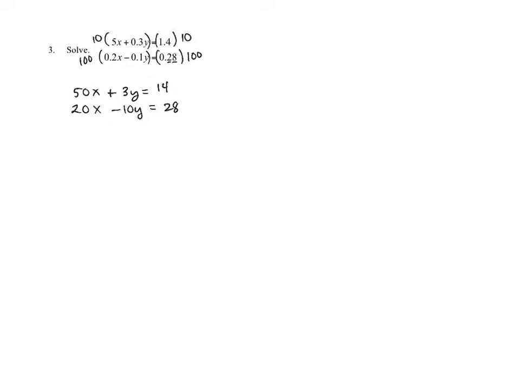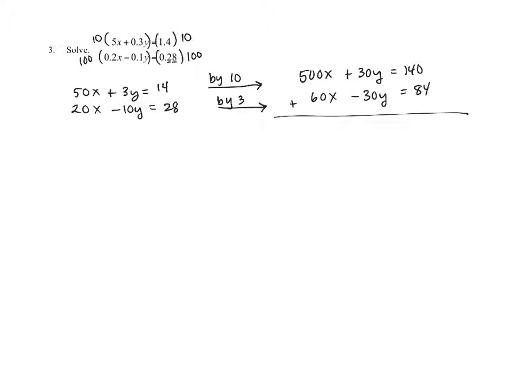All right, so now it looks like it's well set up to use the addition method. Now our choice is to either cancel my x's or my y's. I'm going to try and cancel my y's, and let's see what happens here. If I multiply this one by 10 and this one by 3, we would get 500x plus 30y is equal to 140. And then here we would get 60x minus 30y is equal to 84.